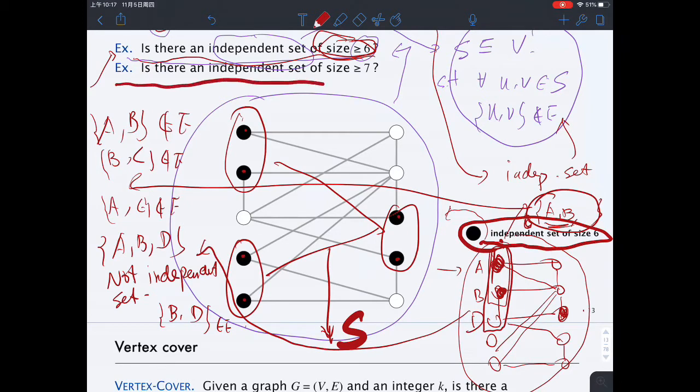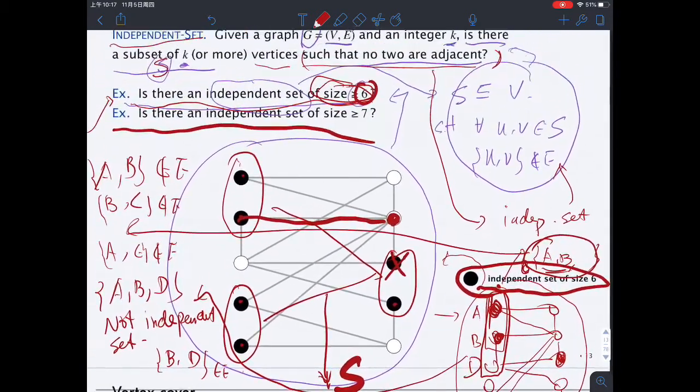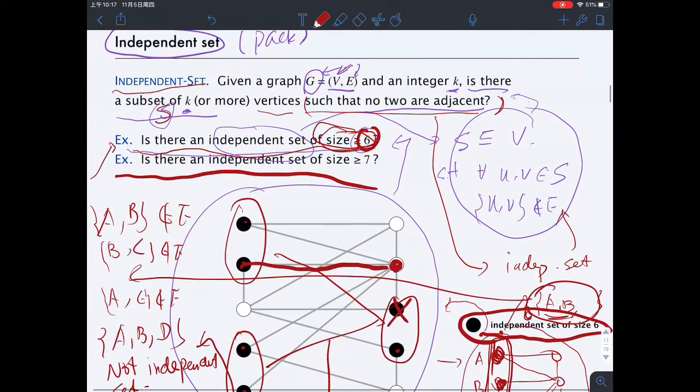But it turns out that we cannot find any independent set of size 7. You can play around with this graph on your own, but the largest possible independent set is exactly 6. For instance, if we add a new node here, there's an edge connecting a black node and the new node, so it's not an independent set. We can try other nodes, or even delete some nodes and add more, but you will figure out that 6 is the max. So this is the first problem we look into, the independent set.